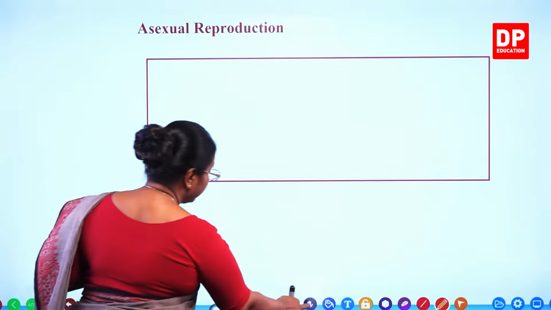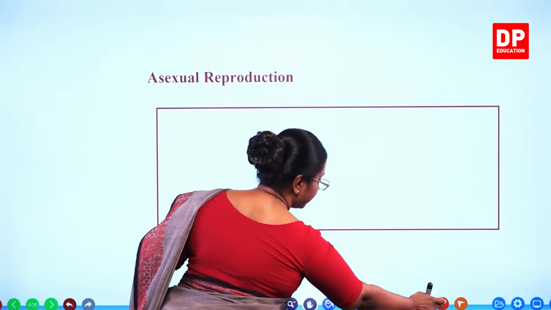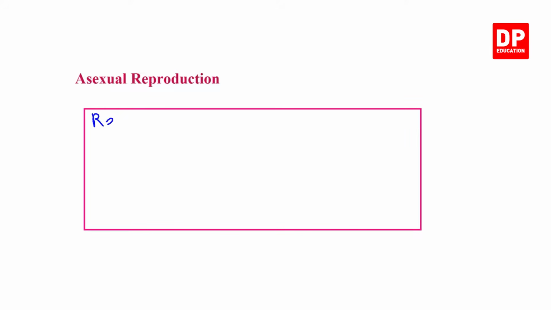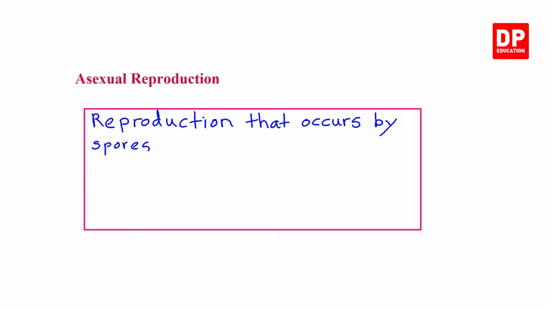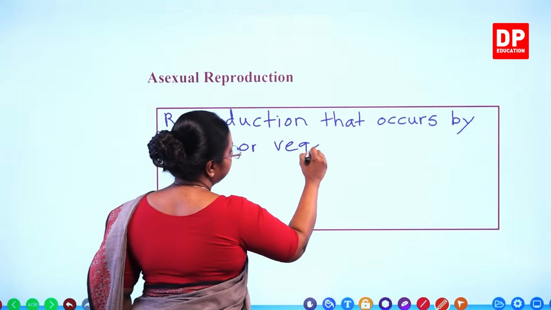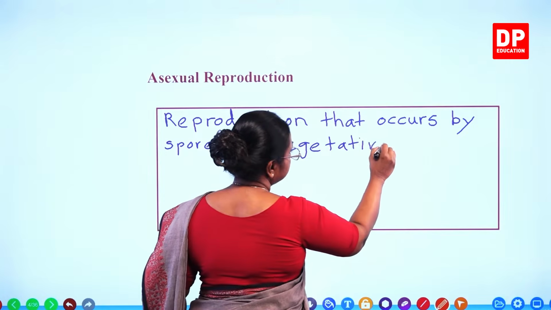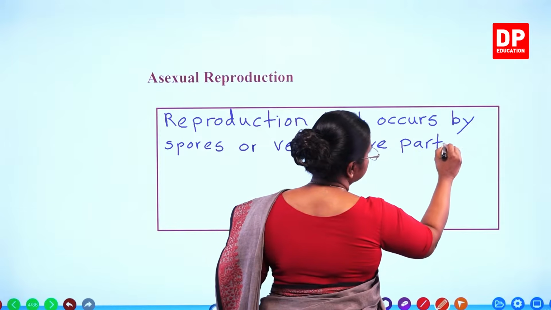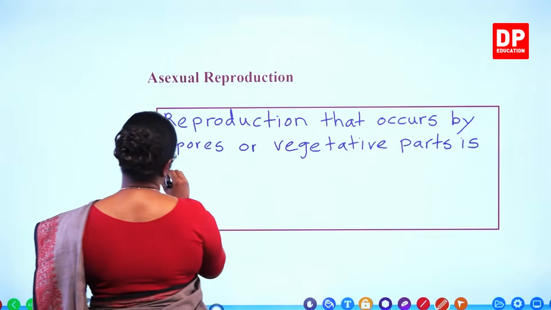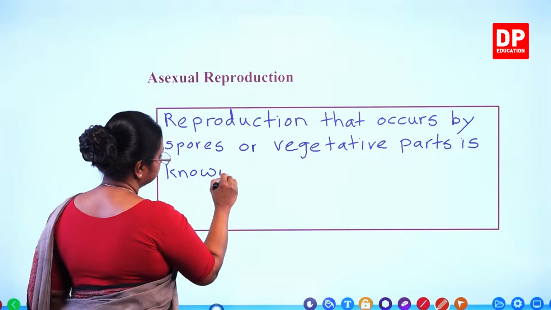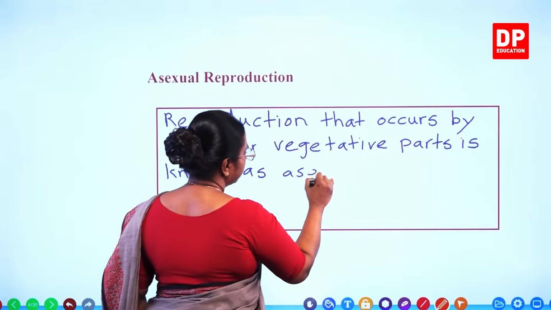So if we try to define what asexual reproduction is, reproduction that occurs by spores or vegetative parts is known as asexual reproduction.